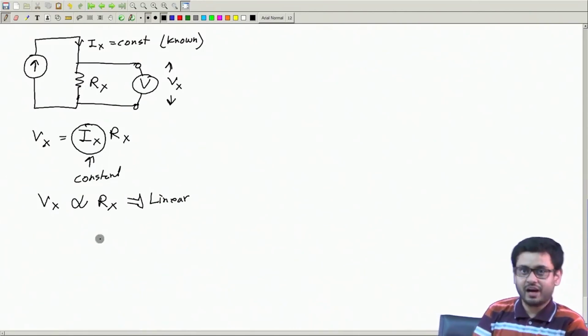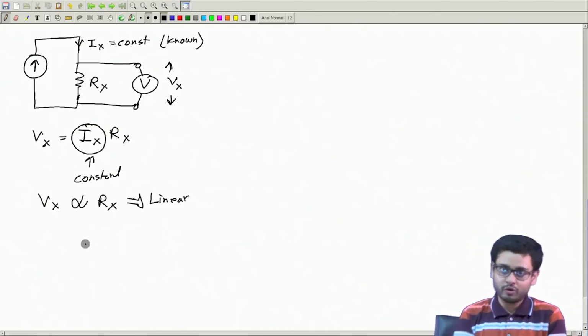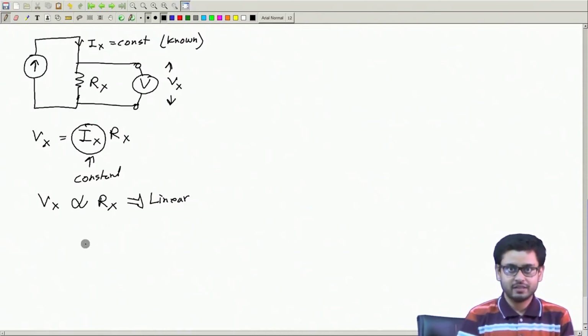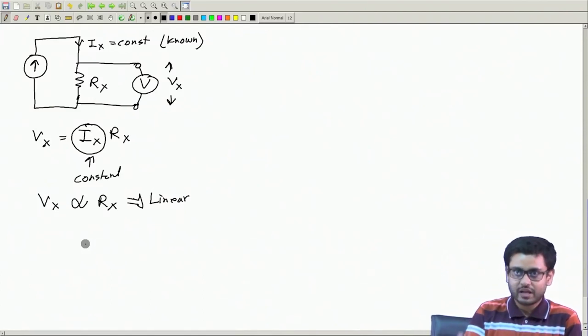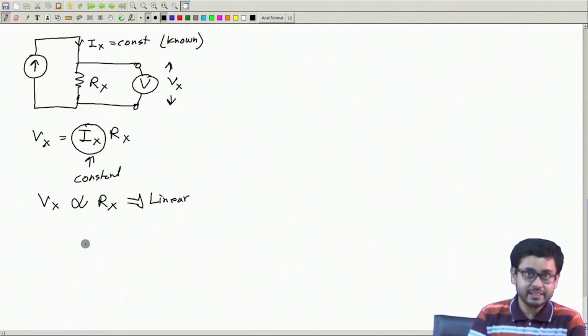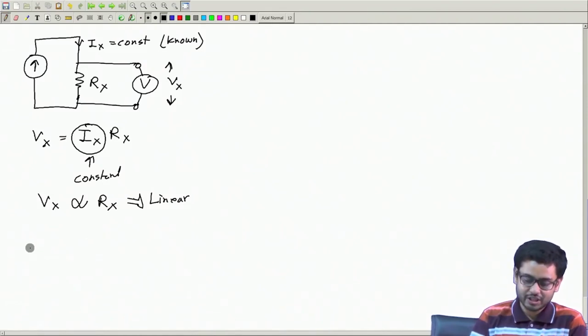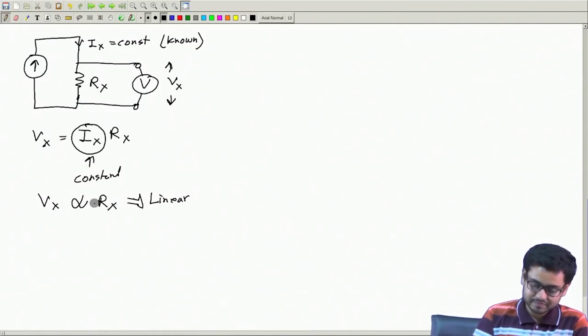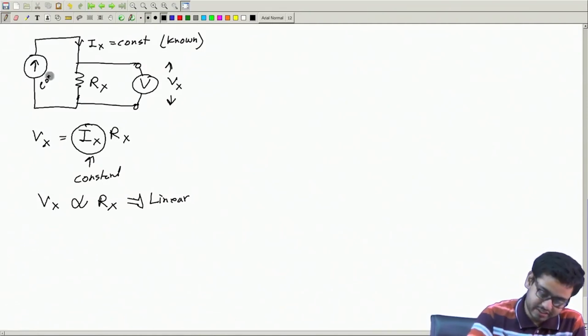So, we need a constant current source, but constant current sources are not practically available in nature. They are realized using electronic circuits. So, let us realize a constant current source.